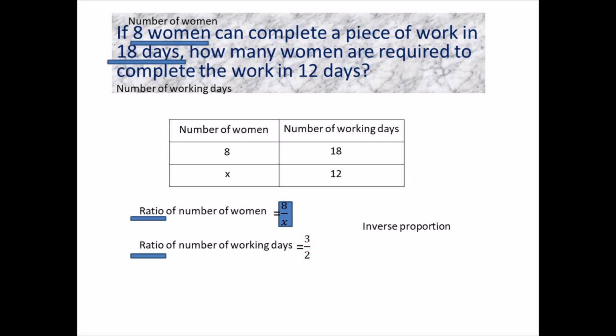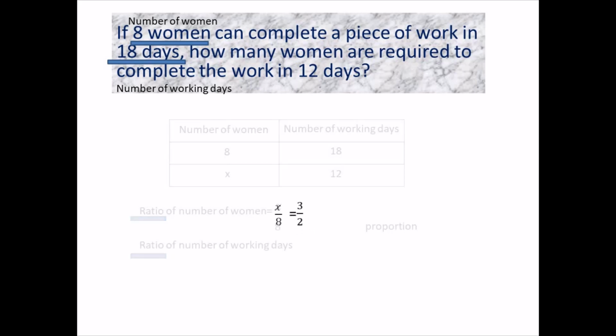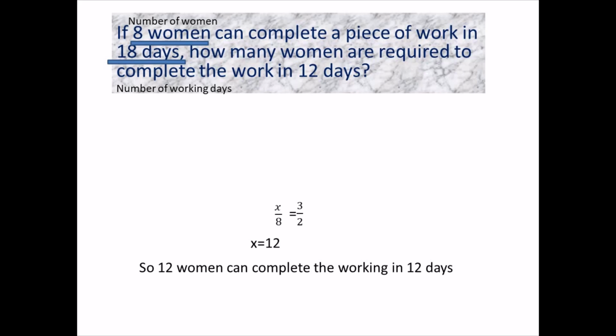So here I choose the ratio of number of women. Inverting it, these two ratios will be in proportion. It means we can equate them. So we have x upon 8 is equal to 3 upon 2. And by cross multiplication and simplification, we get x equals 12. So 12 women can complete the work in 12 days. So reducing time causes increase of manpower. I hope you all understood the problem and can solve problems related to this topic.